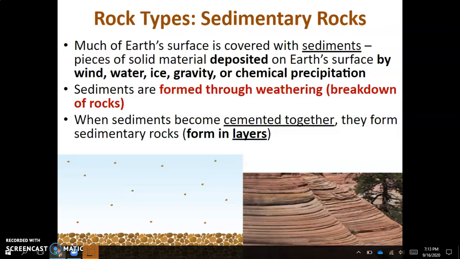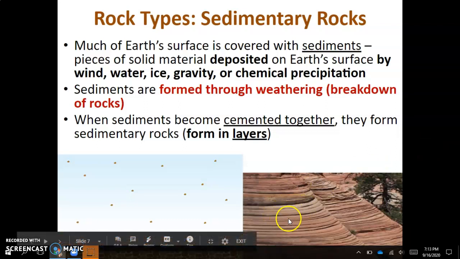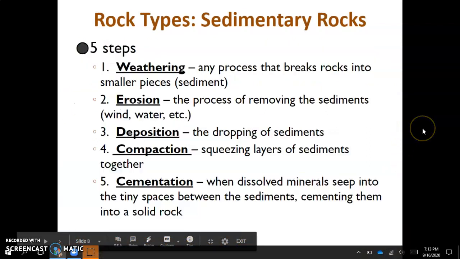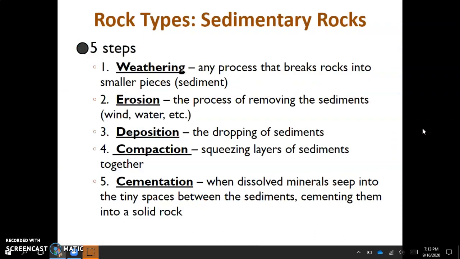And sedimentary rocks always form in layers. You can tell if it's a sedimentary rock because it will have very distinct layers. So if we look here, this is a sedimentary rock. You see these very distinct bands. Those are the layers of the deposition and the compaction that form the sedimentary rock. There are 5 steps to forming a sedimentary rock that we need to know. Step 1 is weathering. So this is the process that breaks the rocks into smaller pieces, and the smaller pieces are known as sediments.